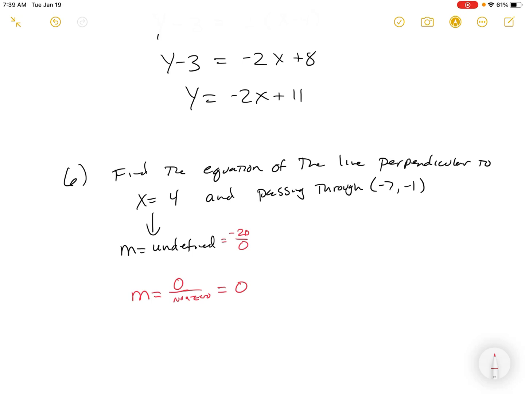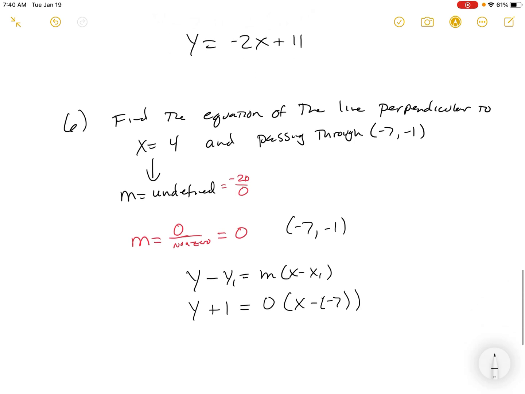So basically you're looking for a line whose slope is 0 that passes through (-7, -1). Well, if you don't know how to do that, just go to your y minus y1 is equal to slope times x minus x1. And you'll get y plus 1 is equal to 0 times x minus a -7. Well, you know 0 times anything is 0. And so you'll get y plus 1 is equal to 0, or y is equal to -1.